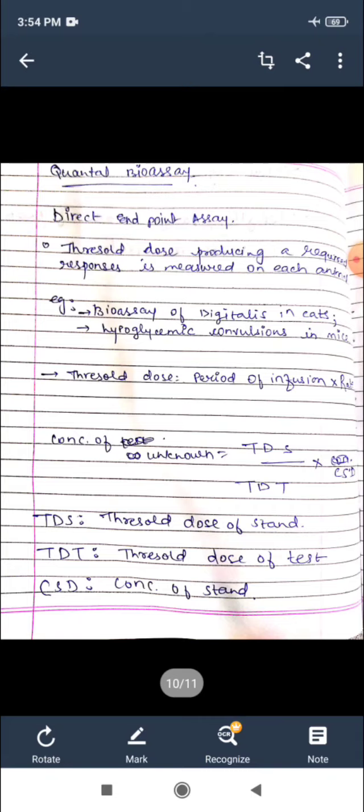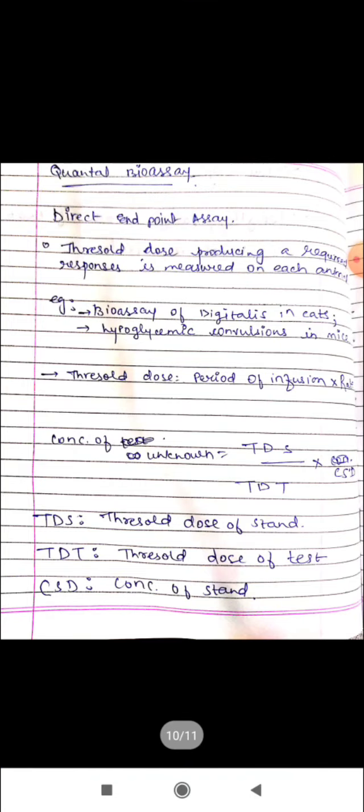The threshold dose, first of all, means the amount of the drug from which we get the positive or maximum effect, during the infusion into the rats. So the concentration of the unknown is equal to TDS divided by TDT, into CSD. TDS means the threshold dose of the standard, TDT the threshold dose of the test, and CSD is the concentration of the standard.